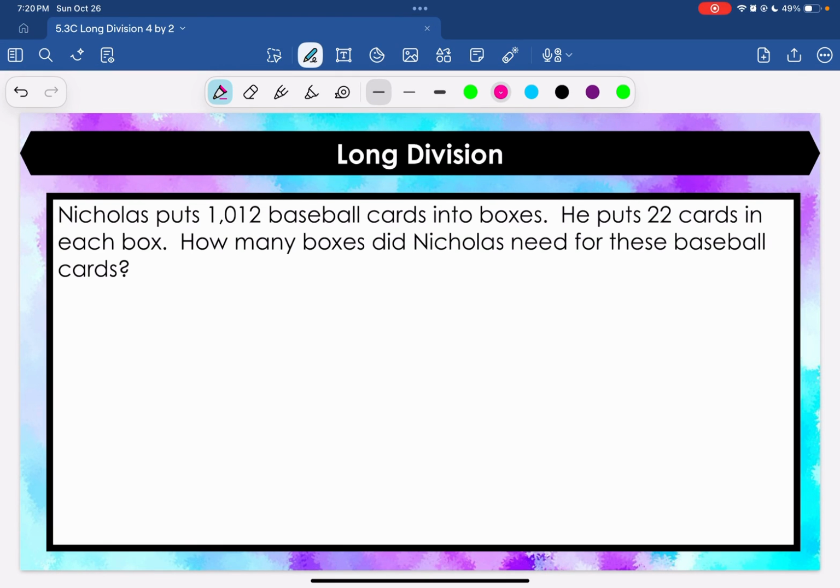Today's video will focus on long division, but we're going to use partial quotients. So go ahead and stick around and see what I'm talking about.